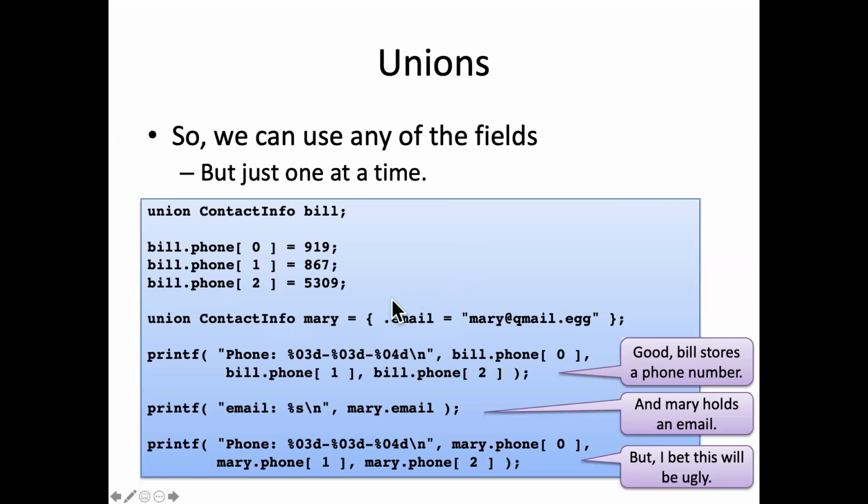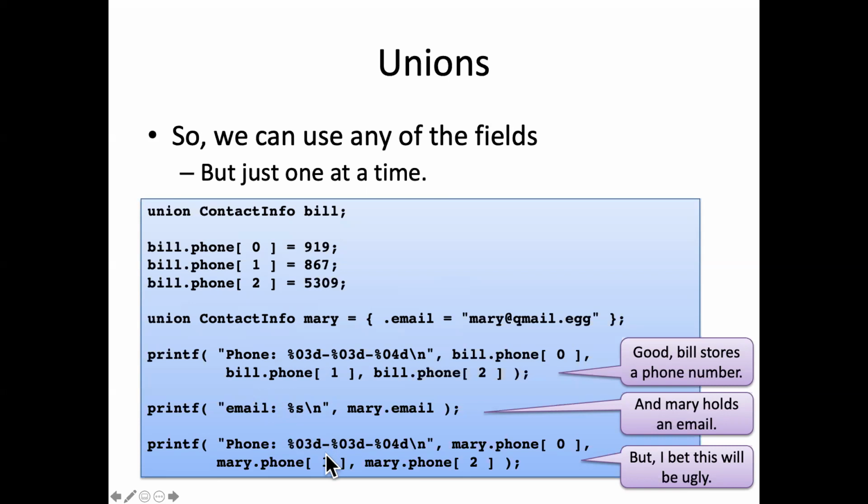And then you can access the fields of a union just like a struct. So for Bill, since I remember I set Bill's phone number up here, I can print that out like a phone number with 3 separate fields. For Mary, since I filled in her email address field, I can print that out as a string.